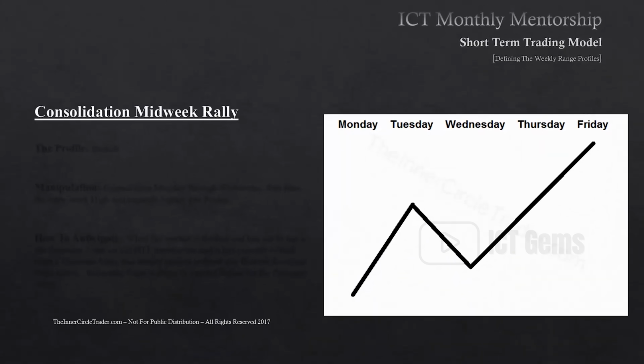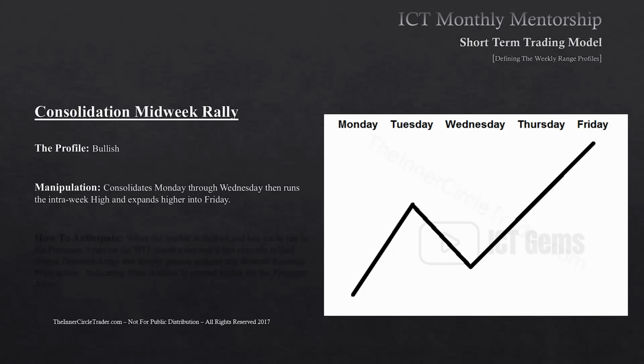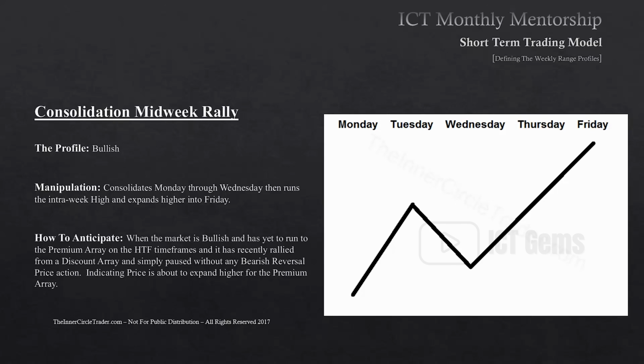Okay, consolidation midweek rally. This is a bullish market profile. You're already expecting higher prices when you're looking for this. The manipulation you're expecting is consolidation Monday through Wednesday, then it runs the intra-week high, and then expands higher into Friday. How to anticipate? When the market is bullish and has yet to run to the premium array on the higher time frames, it has recently rallied from a discount array and simply paused without any bearish reversal price action, indicating price is about to expand higher for the premium array.